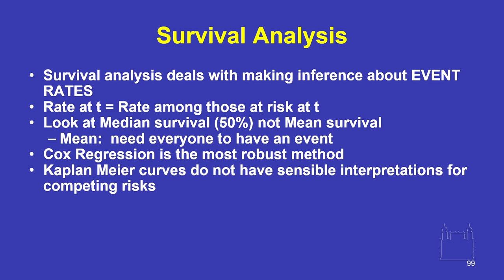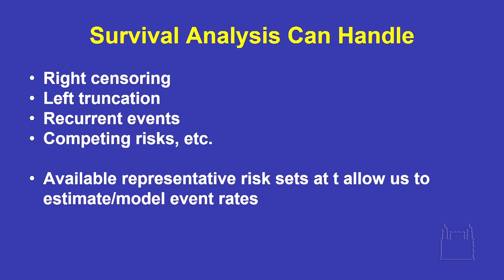Survival analysis can handle, in general, right censoring and left truncation. If you use the correct form of survival analysis, it will handle recurrent events and competing risks. But you need to have available the representative risk set at a given time point to allow us to estimate or model those event rates.